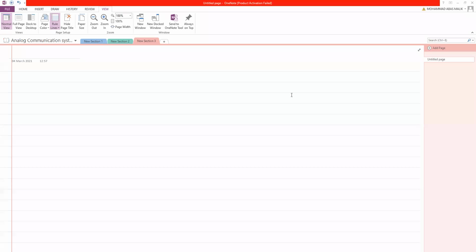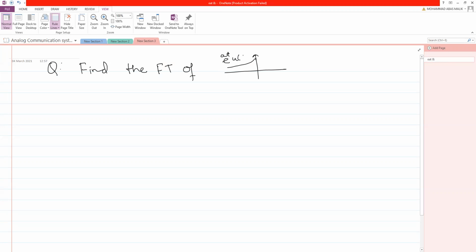Okay, so we will continue with the problem on Fourier transform. The question that I have given you as an assignment was to find the Fourier transform of this signal, e raised to the power at u of minus t. This was a signal whose Fourier transform you have to find.